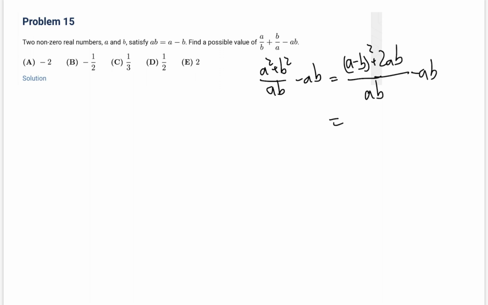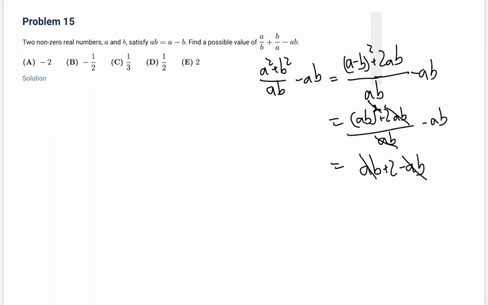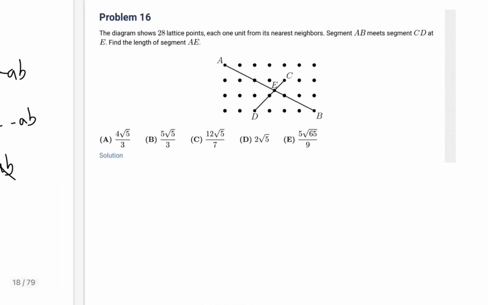This is a minus b equals ab, right? So (ab) squared plus 2ab over ab minus ab equals, if we get one ab out here, ab plus 2 minus ab. So these two cancel, it's 2, so it's E.